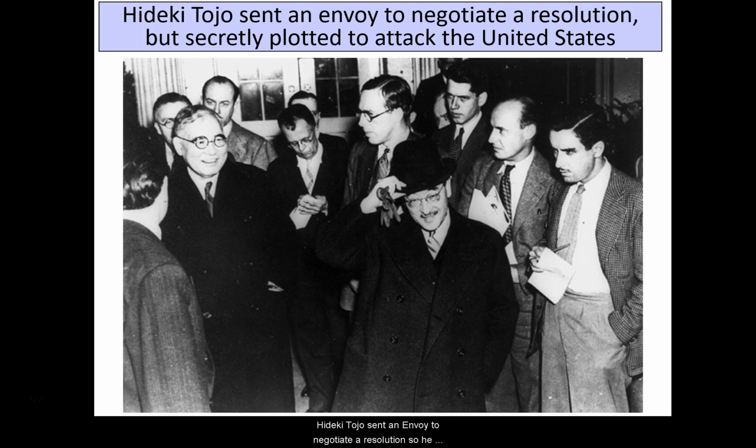Hideki Tojo sent an envoy to negotiate a resolution. So he sends people to the United States to negotiate how to solve this problem. You don't want us attacking all these other countries. We don't want you to ban our goods. So they're on the front basically trying to negotiate an end to the embargo, but secretly they're plotting to attack the United States because they're angry.